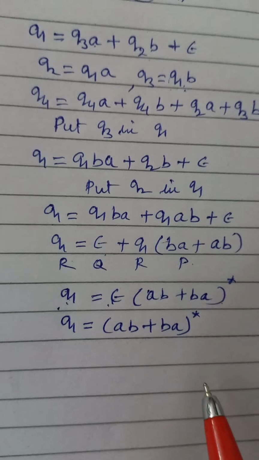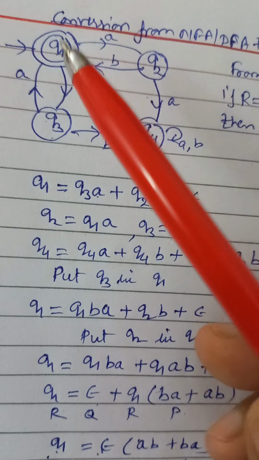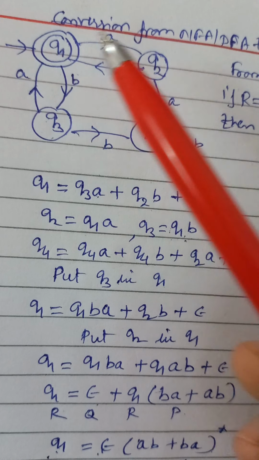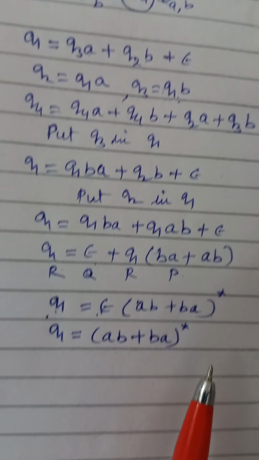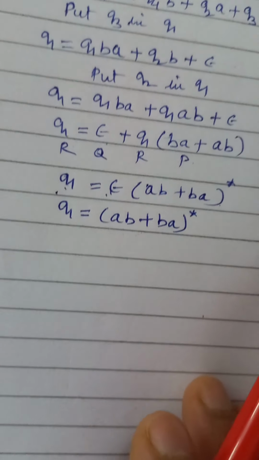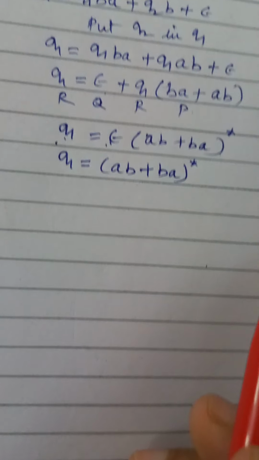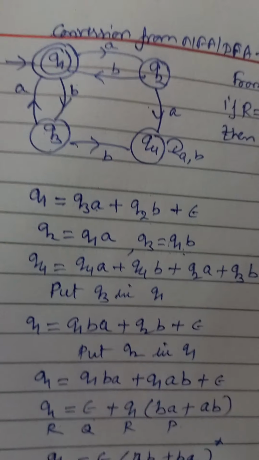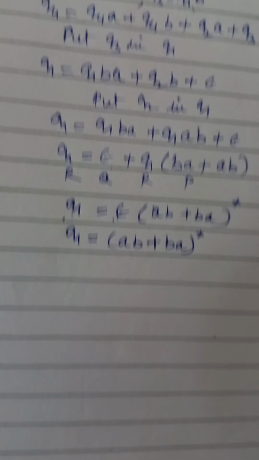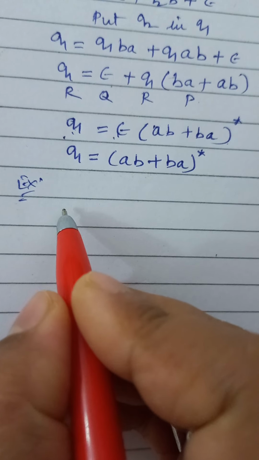And what do we require? Q1 state only. We require the Q1 state only because Q1 is a final state, and whatever the value for Q1, this will be the regular expression for this machine. So we get Q1 from this. So this is the way we can convert any machine to a regular expression by Arden's theorem. Now move to the next example. What is the next example? Suppose we have this machine.